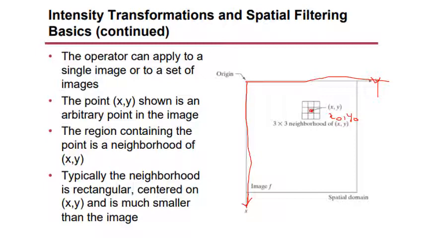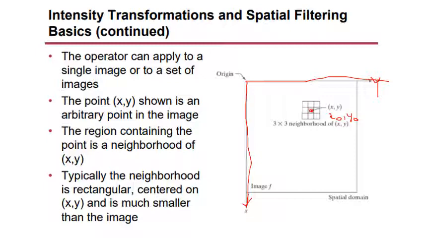When I say g of x comma y is equal to T, an operator T on f of x comma y, the process we are trying to do is moving the center of the neighborhood from pixel to pixel and applying that operator T to the pixels in the neighborhood to yield an output value at that location. For example, if you think of this specific location x naught comma y naught, I am trying to apply the operation T on f of x naught comma y naught.